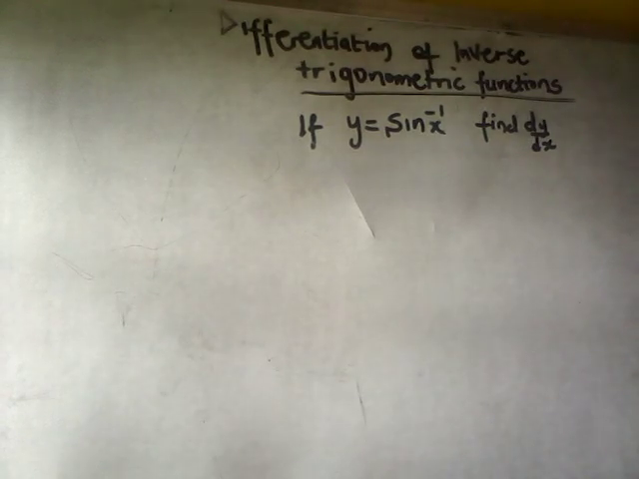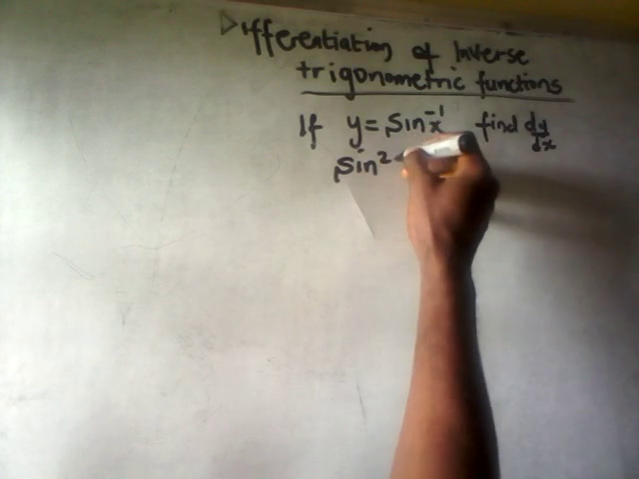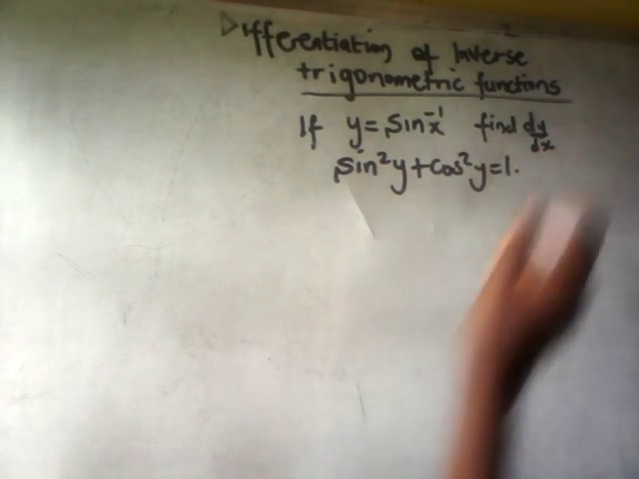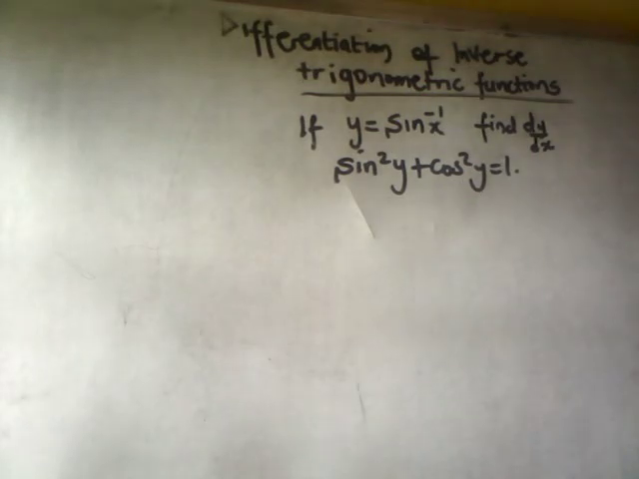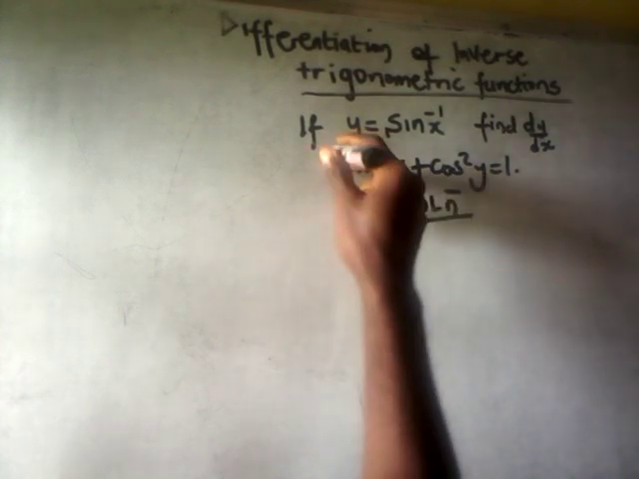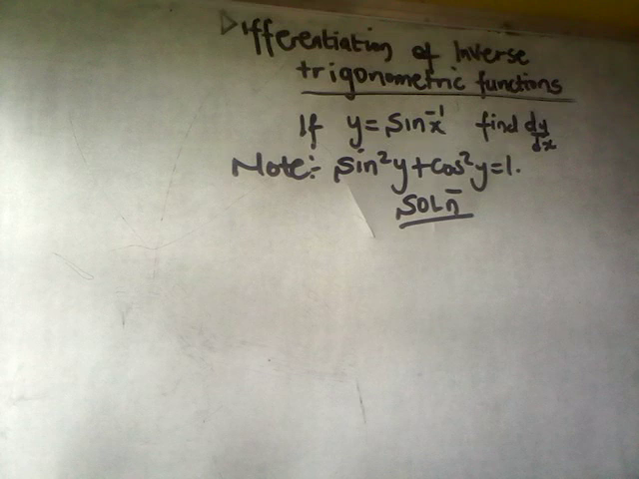If you have something like this, before I start solving, note that sin² y + cos² y is equal to 1 in trig. When we have something like that, it is equal to 1. Solution, let me start the solving. This is something to note. It is very important.